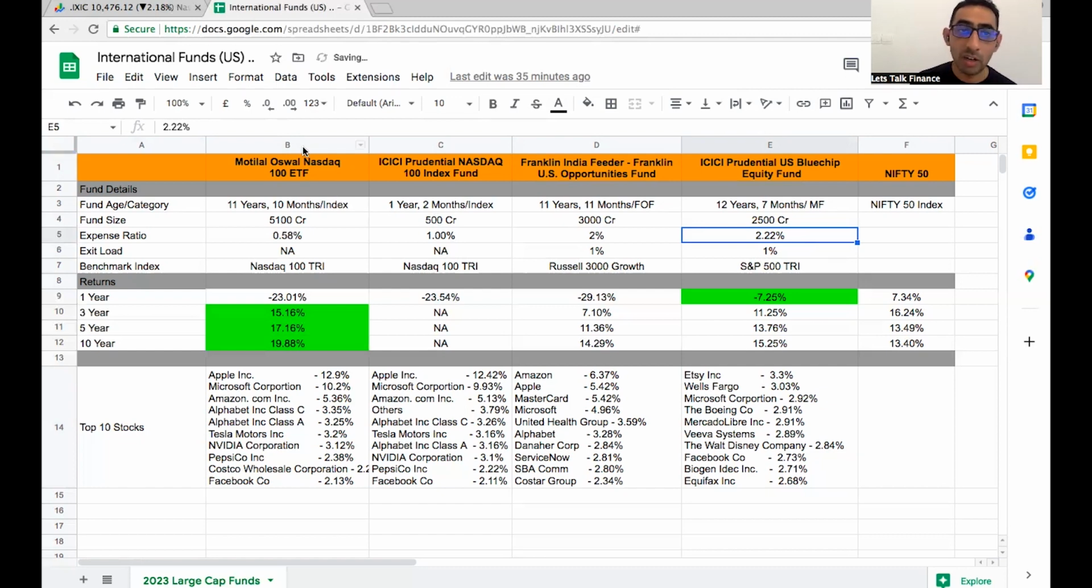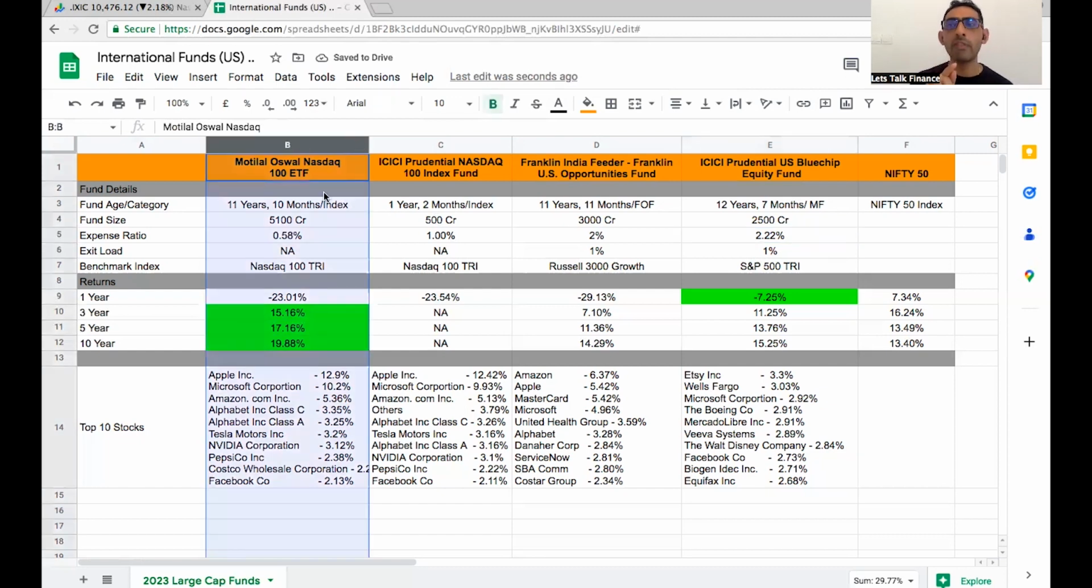So if you ask me, what will I be investing in? My pick will be Motilal Oswal Nasdaq 100 ETF. If I want to invest in US markets, it will give me a peaceful sleep. It is cost effective and it definitely adds tailwinds of rupee depreciation and has consistent returns over the longer time frame.